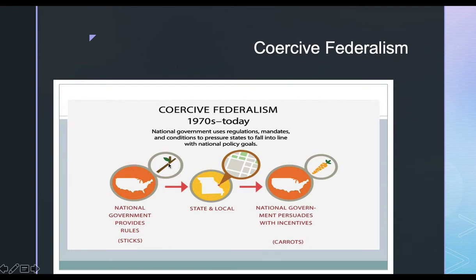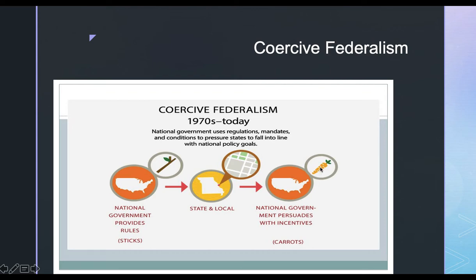The stick, what we would call in this class, is a mandate. That's what we call it, a mandate. And a mandate is: you will do this or else. Or I've got a stick in my hand, and if you don't do this, I'm going to hit you with it until you do it. It's kind of the mean person way of doing it. But once again, a mandate: you will do this, states, or else. And what's an example of that? Go to any public facility, and you're going to notice that it is accommodated for people that might be in wheelchairs. That is a specific mandate from the federal government to the states that they must build their public facilities so that people with disabilities are able to use them.